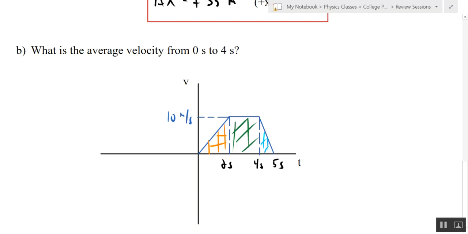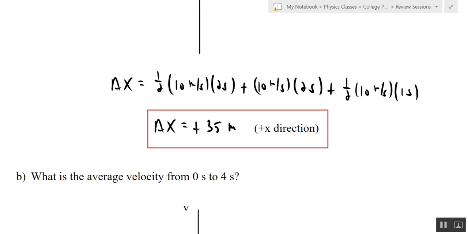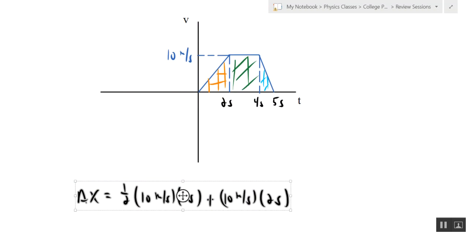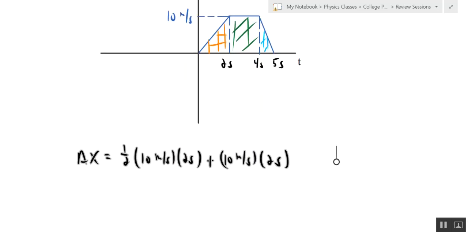So what you need to do is find the delta x from 0 to 4 first, right? We know from 0 to 5 what that is because that's what we figured out in the last part. But from 0 to 4, it's the first two parts, right? It's the area of the first triangle, as I went over in part A, plus the area of the rectangle, which is the same thing as part A. So this works out to be plus 30. So from 0 to 4 seconds, you go 30 meters in the positive x direction.